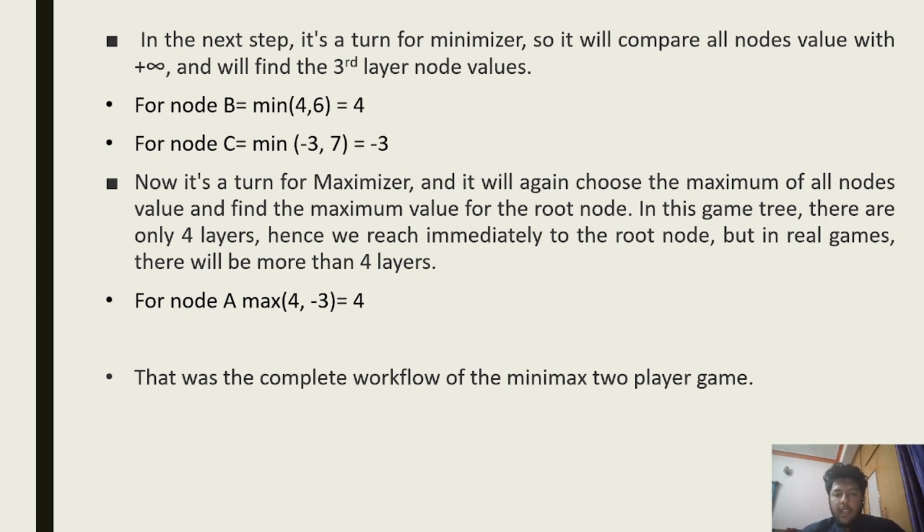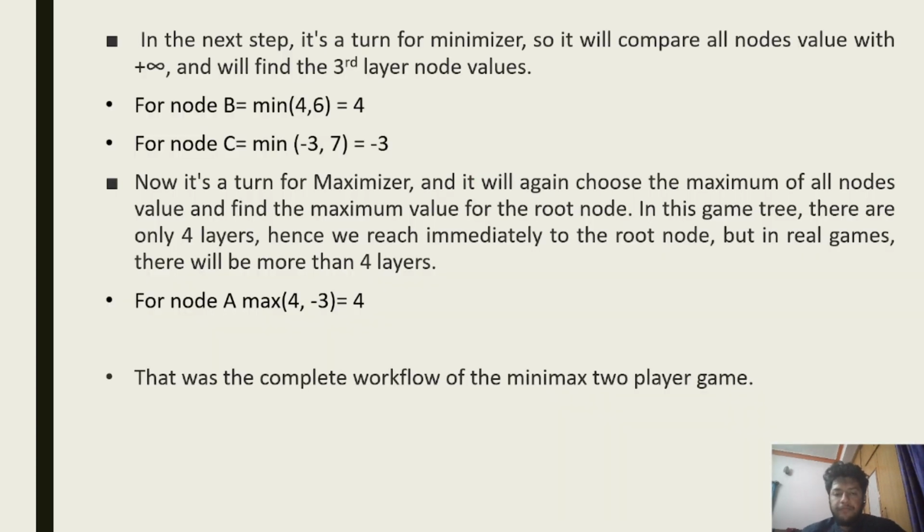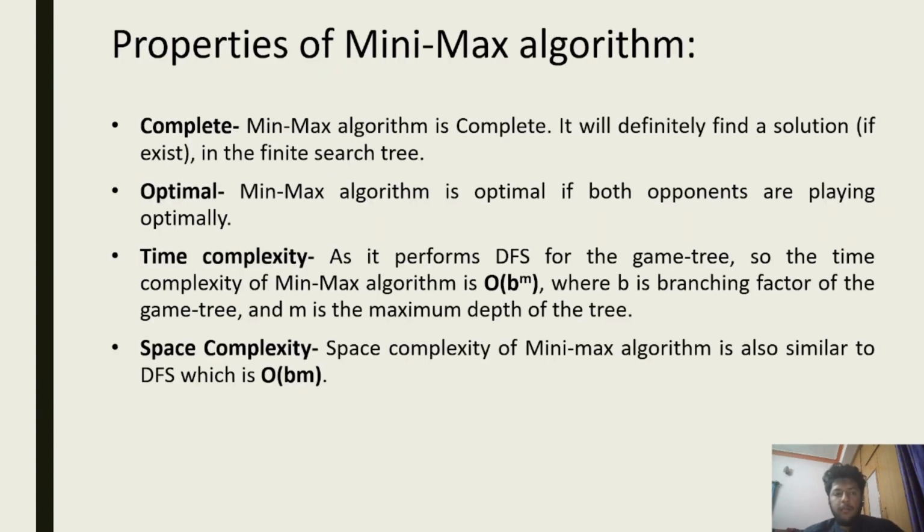Once again it's the turn of the maximizer, coming to the main root node. It will again choose the maximum of all the values present in the child nodes. That is going to be 4. As you can see, 4 is greater than -3, so it is going to maximize the function. Using this method, that is recursion, we are going to find the most optimal value. So that was the complete workflow of MinMax for a two-player game.